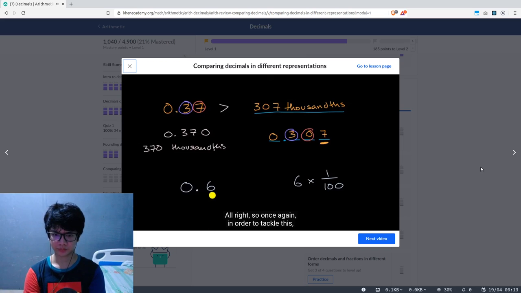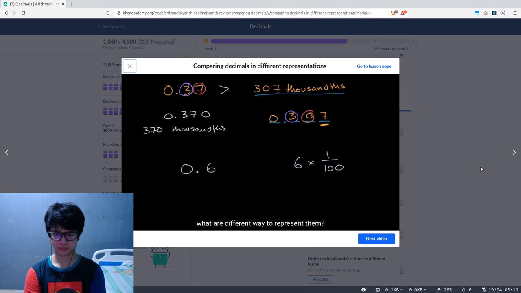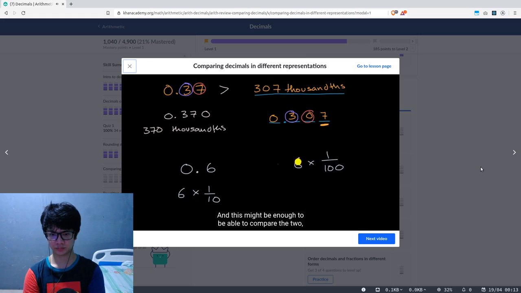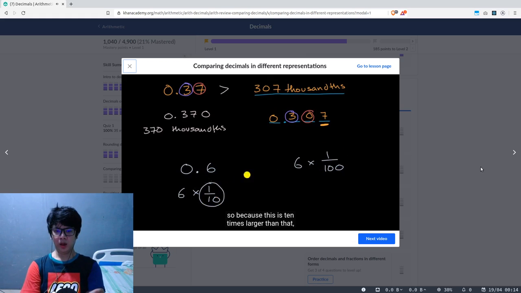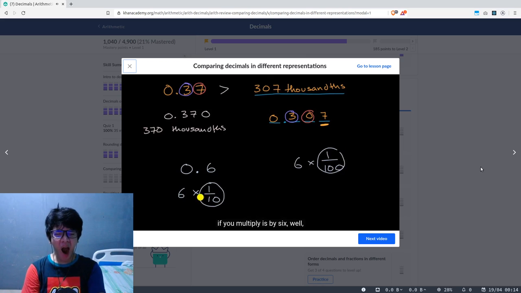All right. So once again, in order to tackle this, you really just have to think about what are different ways to represent them and really just try to get to a common representation. And so I could rewrite 6 tenths as 6 times 1 tenth. And this might be enough to be able to compare the two, because 6 times 1 tenth, is that going to be greater than or less than or equal to 6 times a hundredth? Well, a tenth is 10 times larger than a hundredth. So because this is 10 times larger than that, if you multiply it by 6, this is going to be a larger quantity. So we could say, hey, this is greater than that.